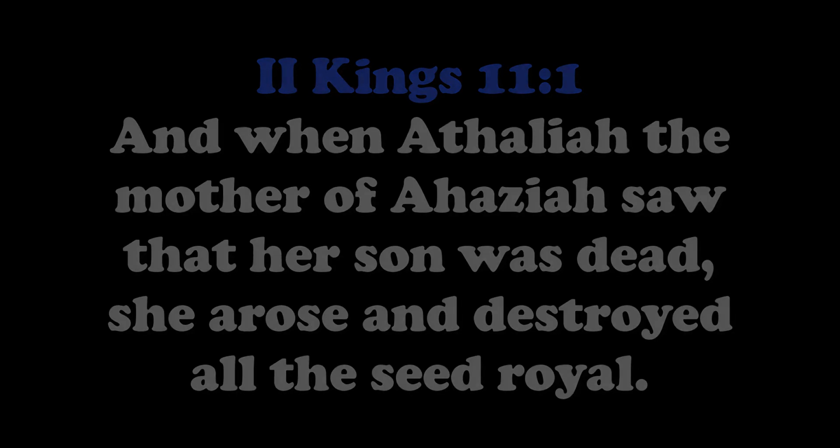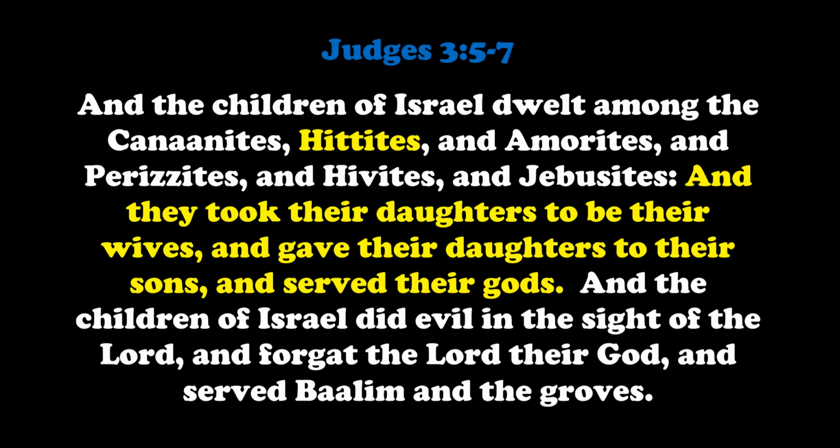The Israelites at the time of the Judges, as another example. Judges 3:5-7 says, "And the children of Israel dwelt among the Canaanites and Hittites." There's those Hittites again. God commanded not to marry the Hittites. And remember, Esau married 2 Hittite women.